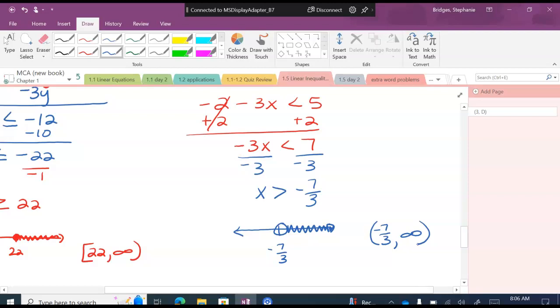Is that the same as negative 3.5? It would be negative 2.3 repeating if you did 7 divided by 3. So if you did it as a decimal, it'd be negative 2.3 repeating, which would be fine if you don't want to leave it as a fraction.